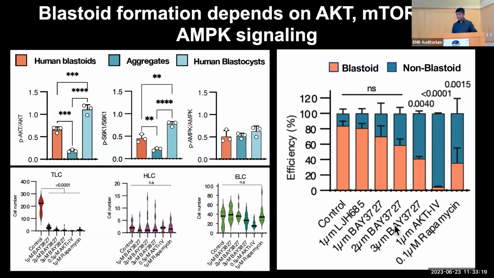And here it just shows that after each different inhibitor treatment, mostly the trophectoderm cells are affected, but for the epiblast cells and also the hypoblast cells there are minimal changes among these different treatment groups. But the trophectoderm cells, as you can see, the cell number is greatly reduced, suggesting that these three pathways are involved in the trophoblast development, differentiation from naive pluripotent stem cells.